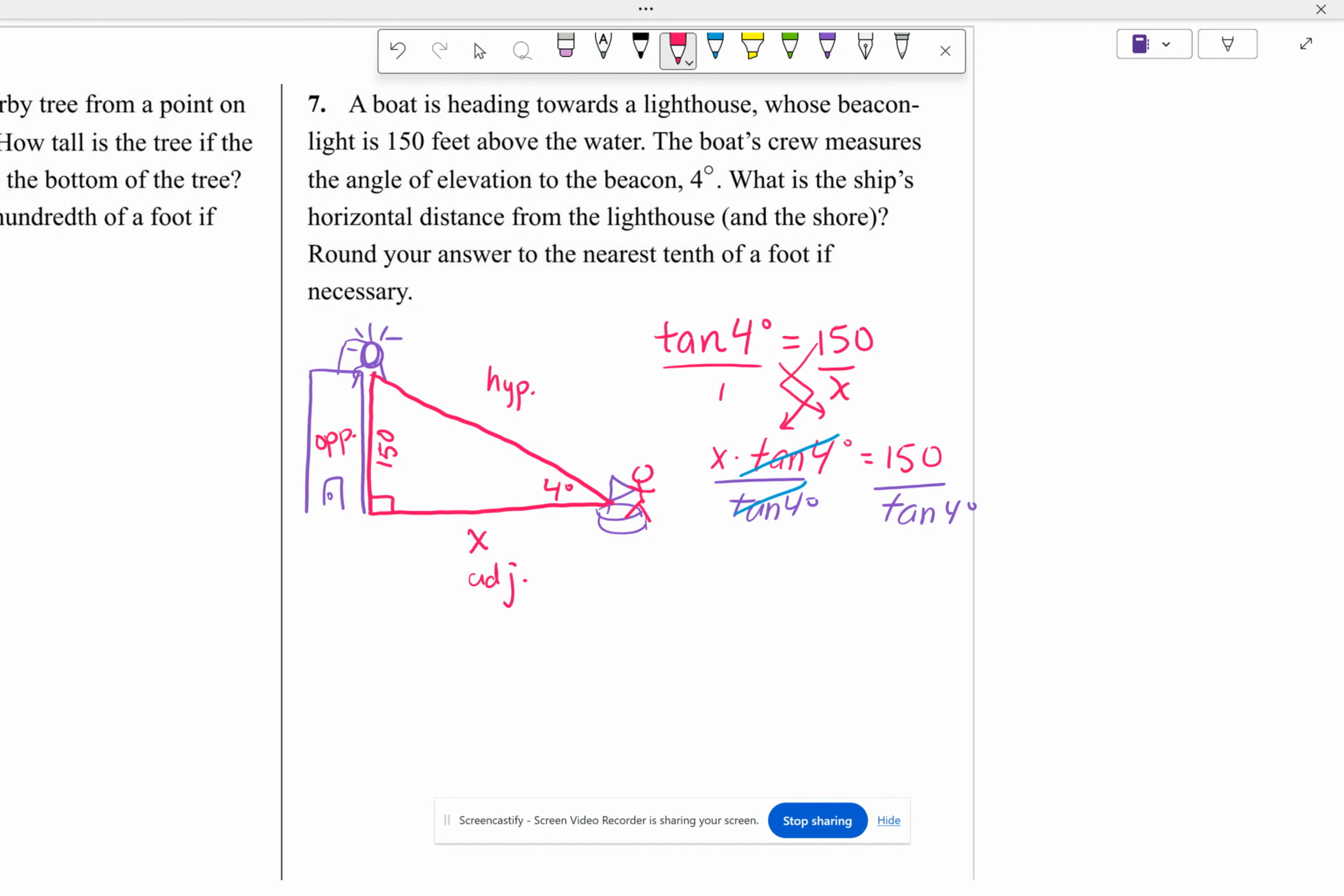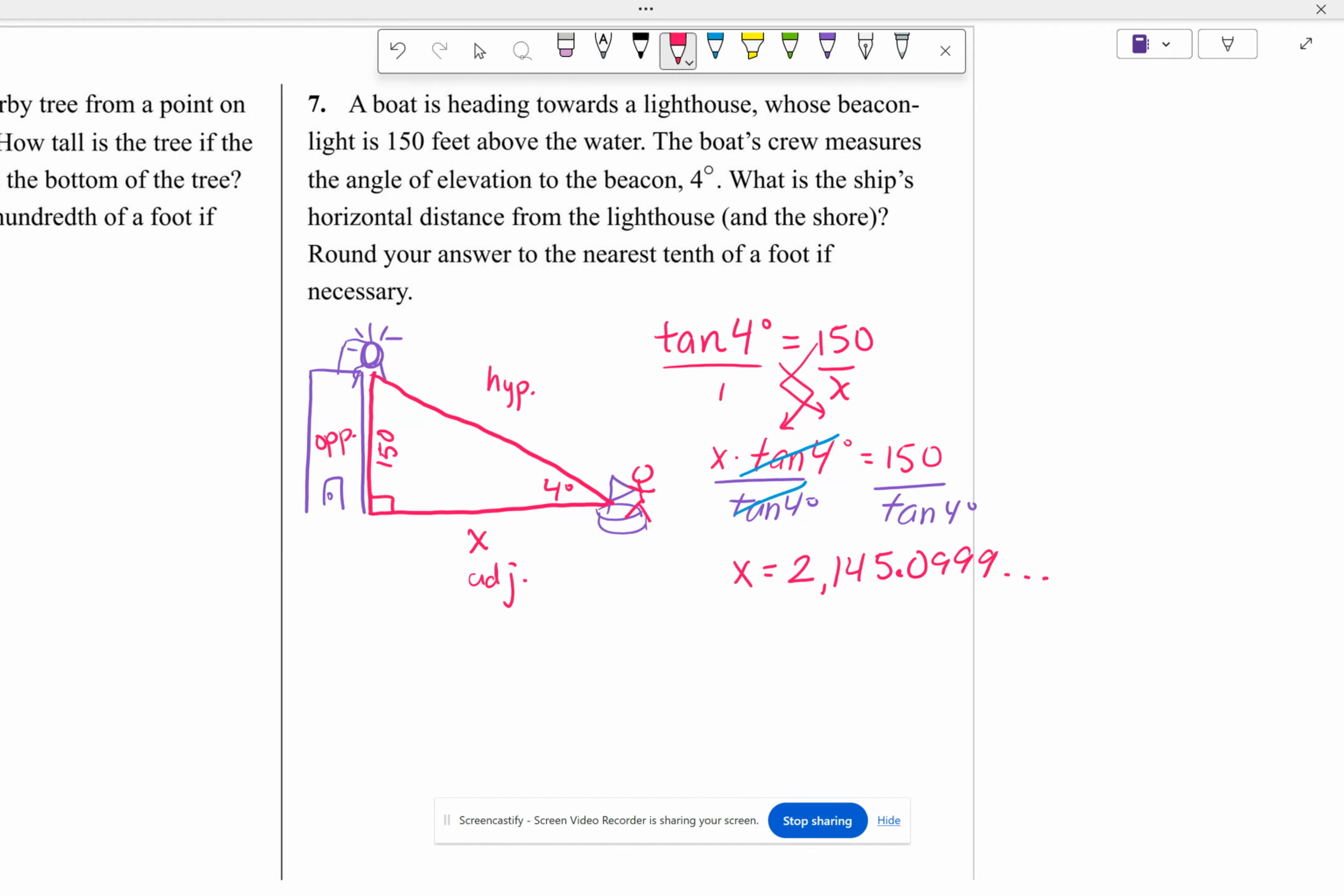150 divided by tangent of 4. So some calculator work for you. And we get a big number, which totally makes sense. If across from 4 degrees is 150, then across from this much larger angle, this is actually going to be 86, should be a much bigger number. So that kind of tracks with what we're seeing here.